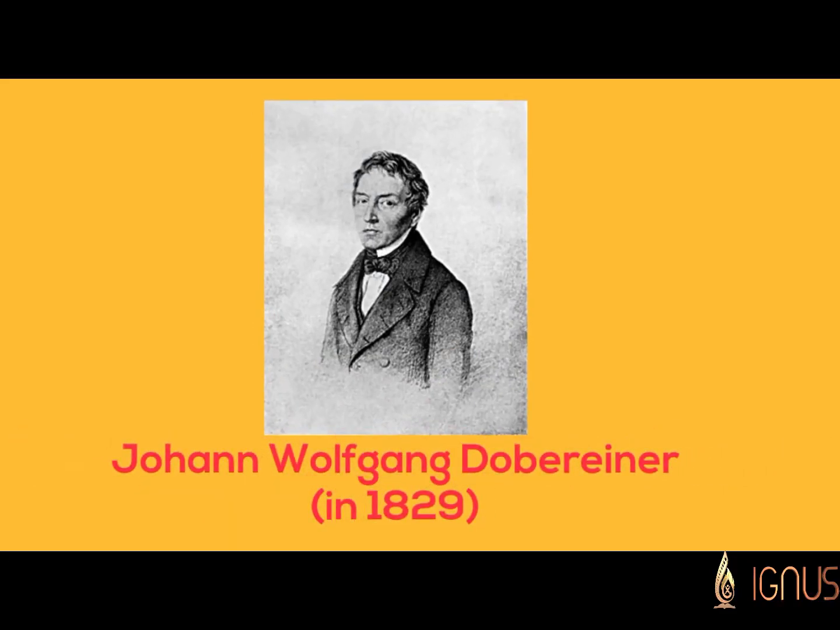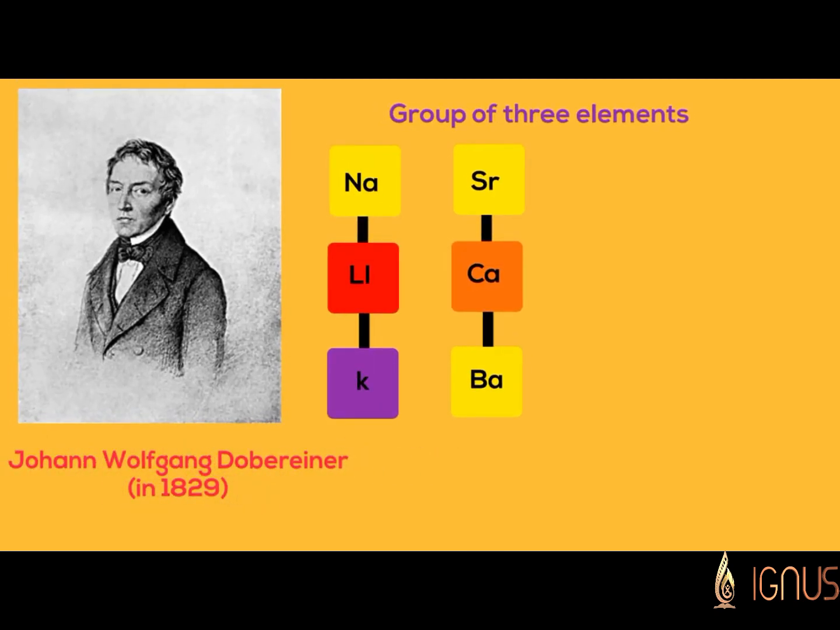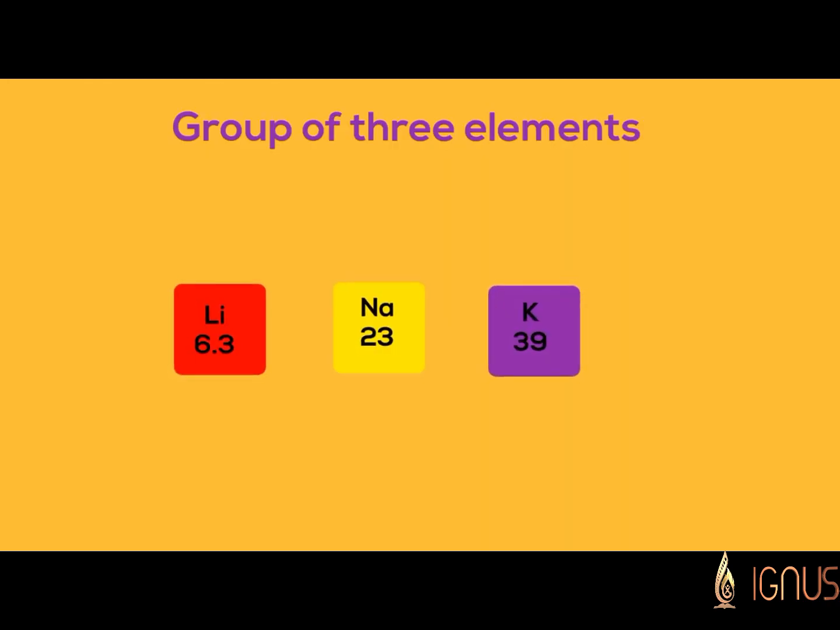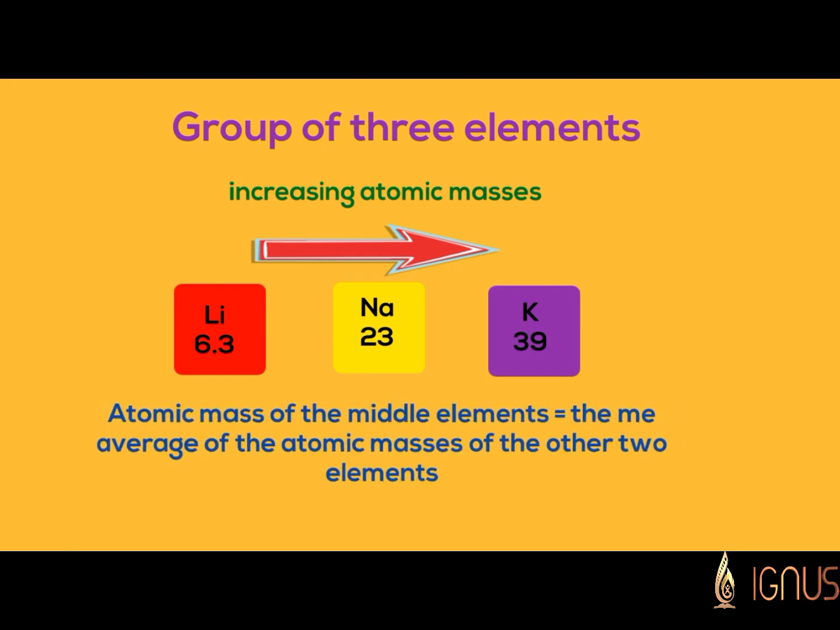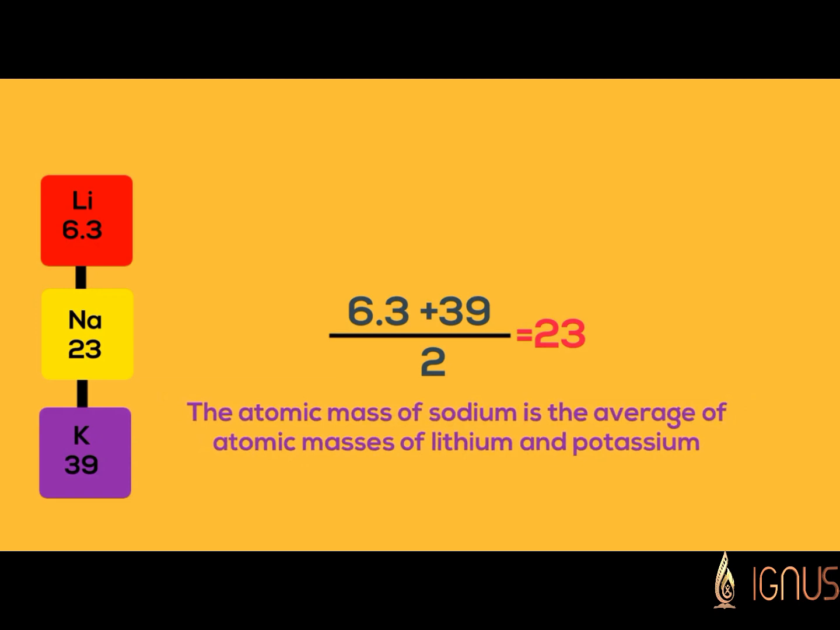In the year 1829, a German scientist named Döbereiner found a few groups of three elements which exhibited similar properties. These groups were called triads. On arranging these elements in the order of increasing atomic masses, it was observed that the mass of the middle element is equal to the average of the masses of the other two. For example, in the first triad, the atomic mass of the middle element sodium is equal to the average of the atomic masses of lithium and potassium.